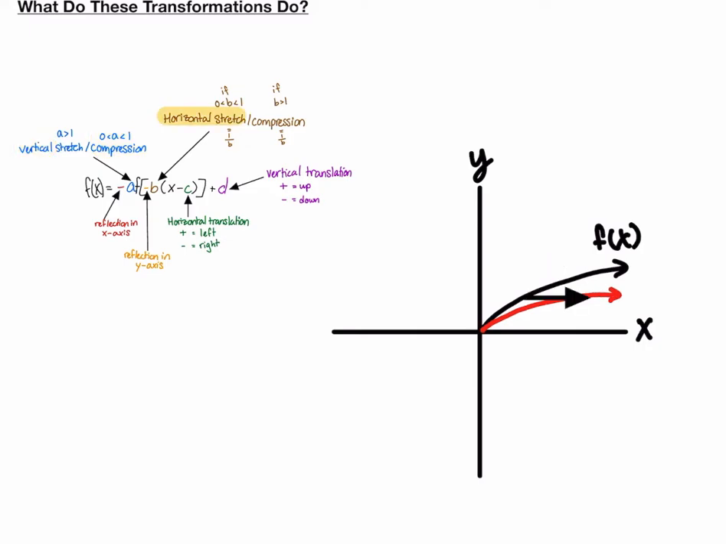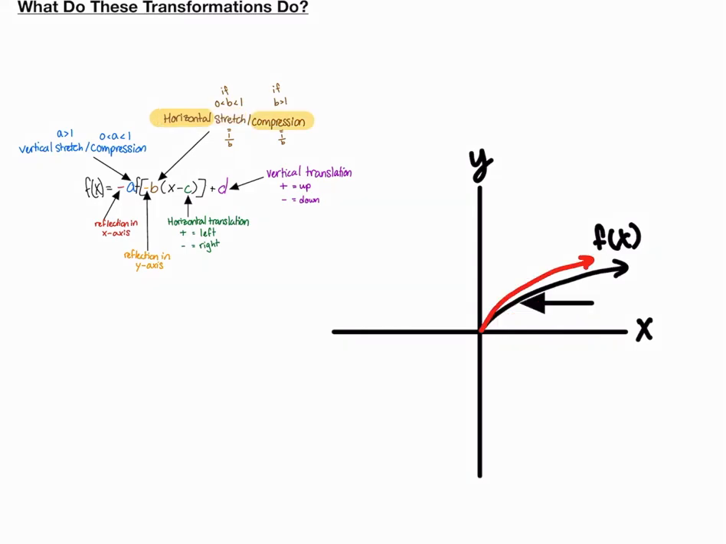Next, we have a horizontal stretch. So ignoring the sign in front of the b, if b is between 0 and 1, you're going to have a horizontal stretch by a factor of 1 over b. You can imagine the function being stretched outwards in the horizontal direction, producing the red function. Notice how whenever you have a stretch, it's always by a factor that is greater than 1.